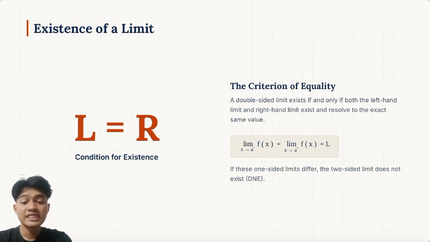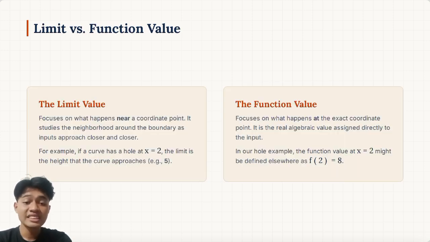Now, let's discuss an important relationship between limits and function values. Many students think that the limit and the function value are always the same. Actually, they are different concepts. The limit tells us what value the function approaches. The function value tells us the actual value of the function at that point. Sometimes they are equal, sometimes they are different.